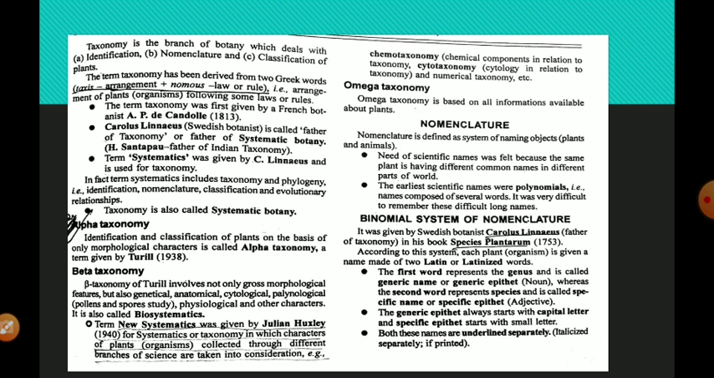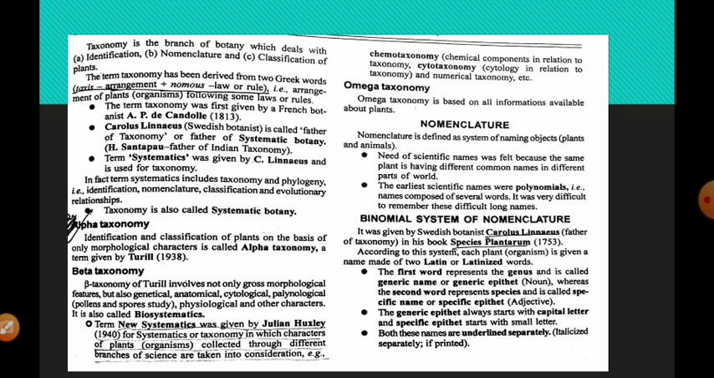In fact, the term systematics includes taxonomy and phylogeny. First we identify a plant, then its nomenclature, then classification and evolutionary relationship. If we discover a new species, we categorize it into a type and study its correlation, that is, from which plants or which category it evolved. So taxonomy is otherwise known as systematic botany.